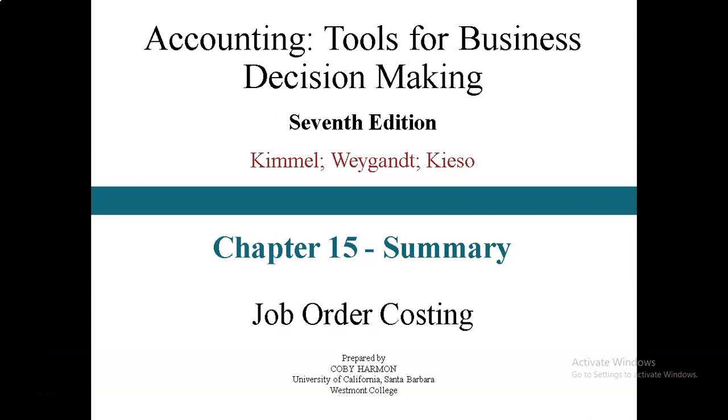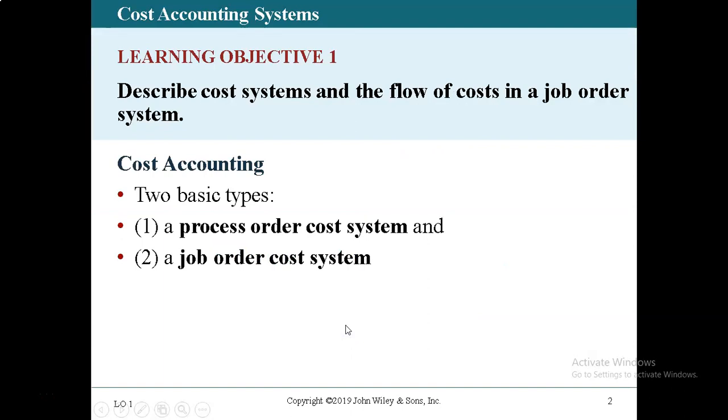Chapter 15, Brief Summary. In Chapter 15, we'll be talking about job order costing. So if we take a look at the slides, we can see that we're going to be talking about a costing system. The purpose of a costing system is to figure out how much something costs. Remember from Chapter 14 that every product has three different types of costs: direct materials, direct labor, and manufacturing overhead.